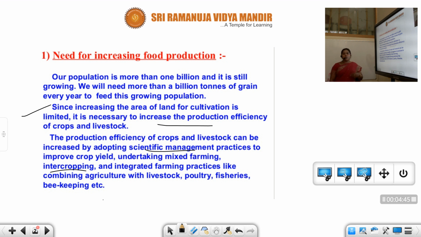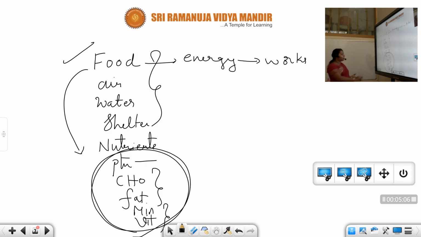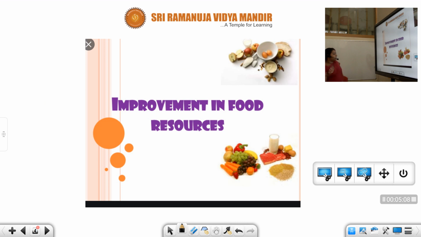See students, based on their food habits, living creatures are divided into 3 types: herbivores, carnivores and omnivores. Herbivores generally prefer to eat only plant resources, carnivores eat animal food, and omnivores consume both types of food materials. So let us discuss the next slide, students.